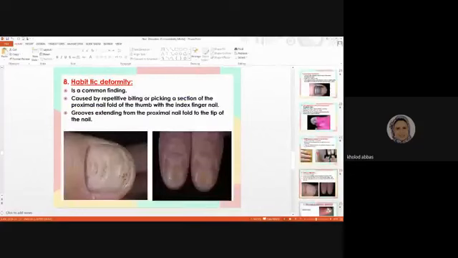Habit tic deformity is a common finding caused by repetitive biting or repetitive rubbing, friction. We have picking at the proximal nail fold of the thumb with the index finger, or you rub the index fingernail with the thumbnail. Rubbing or friction of the surface of the nail with the other nail, with the index nail, of course leads to destruction of the lunulae and nail plate alteration, as shown in the picture here.